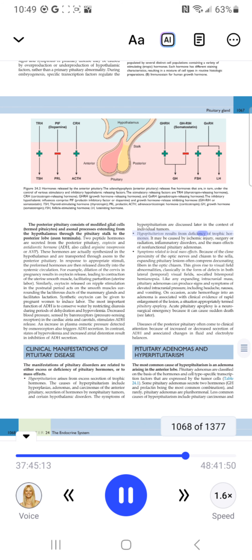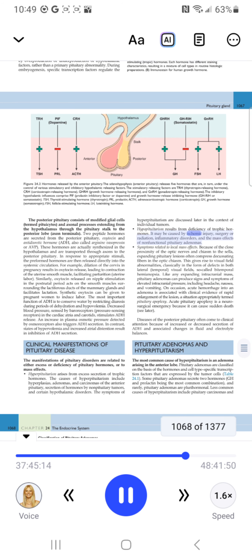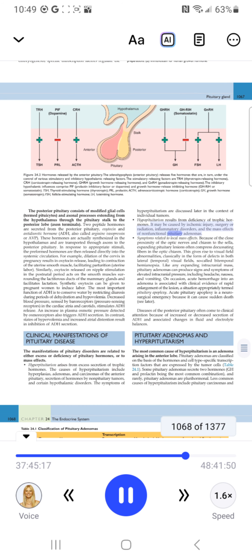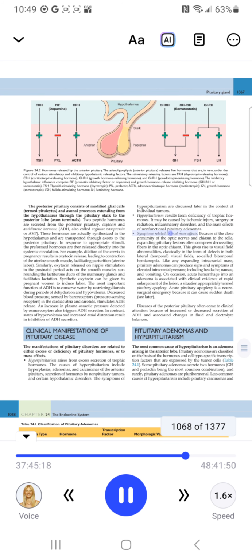Hypopituitarism results from deficiency of trophic hormones. It may be caused by ischemic injury, surgery or radiation, inflammatory disorders, and the mass effects of non-functional pituitary adenomas. Symptoms related to local mass effects.